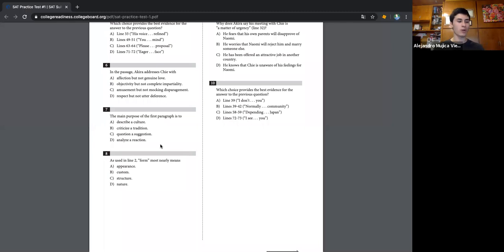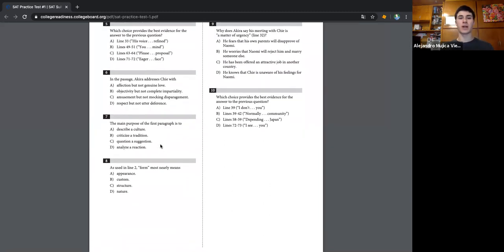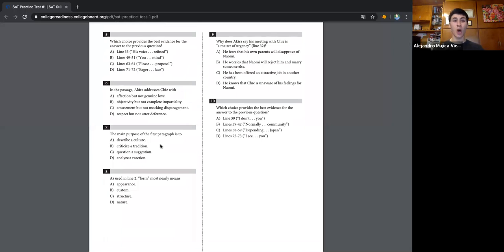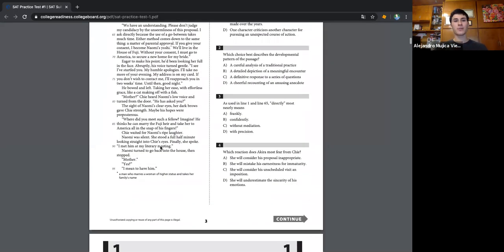I can already see that we're not going to be able to finish this passage, but that's okay because I want you to have a detailed explanation for each answer. The main purpose of the first paragraph is an author strategy type question: describe a culture, criticize a tradition, question a suggestion, or analyze a reaction. Let's look at the first paragraph.